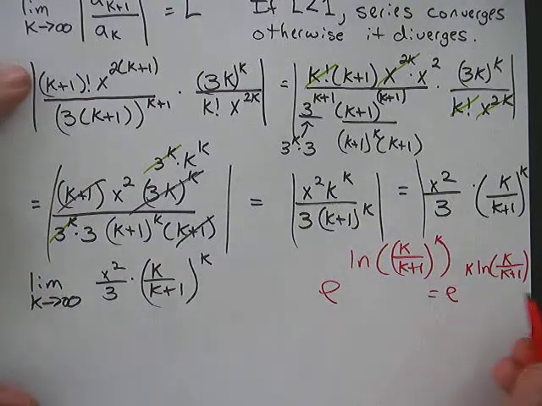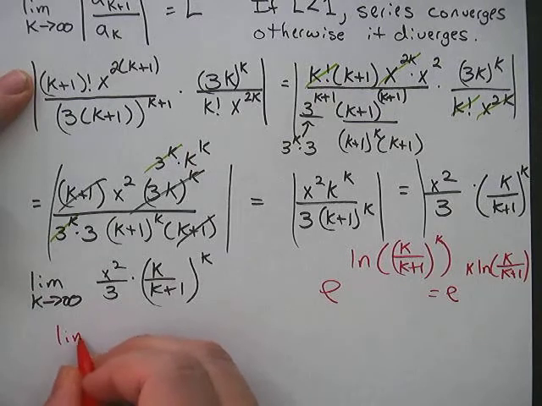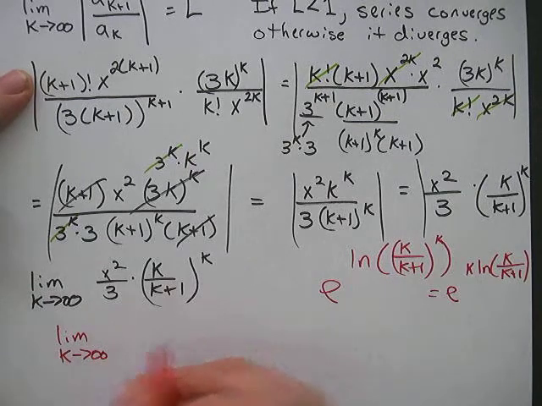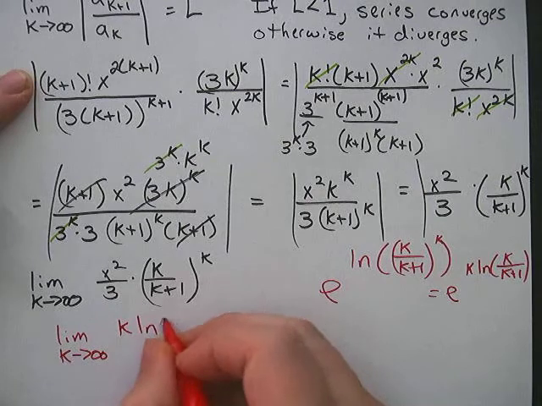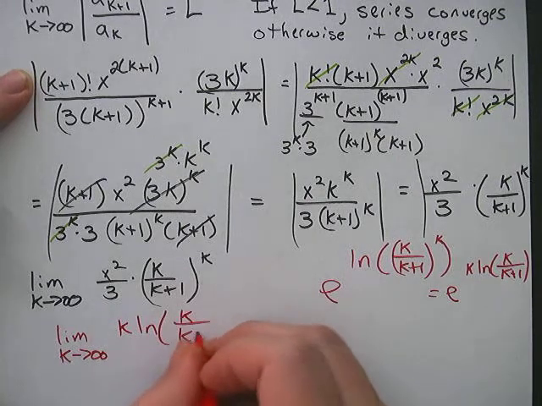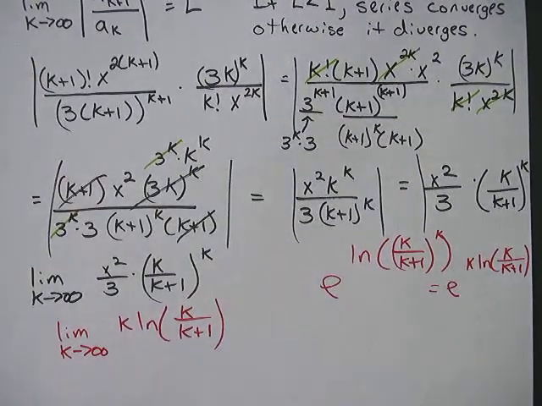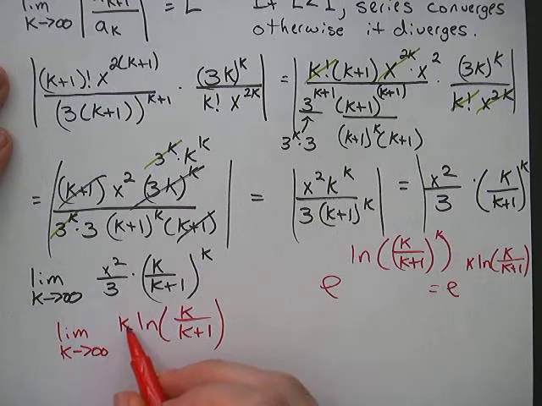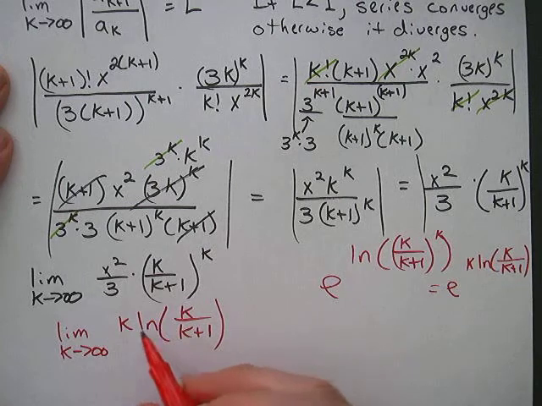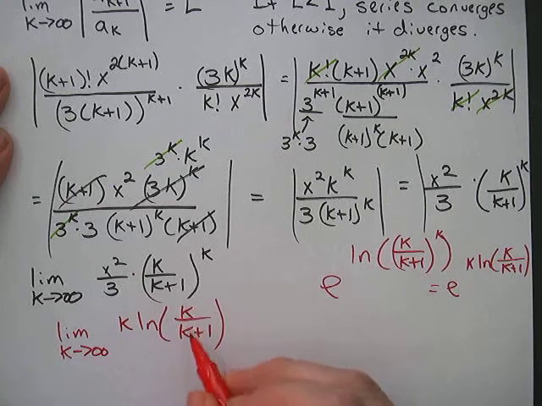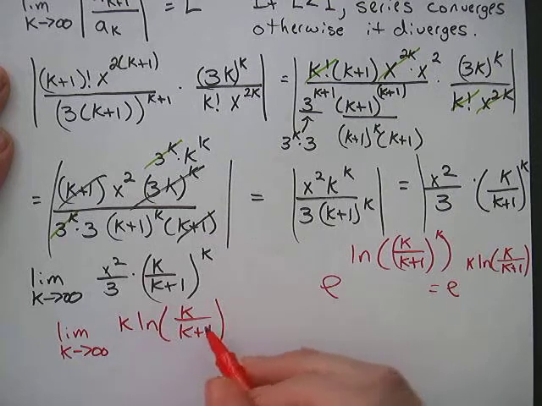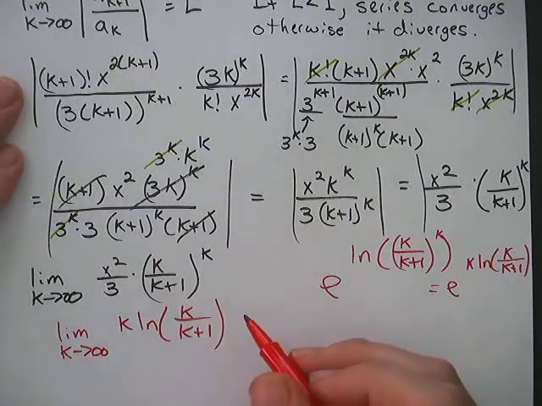Okay, now if we take the limit of this, let's just take a look at that exponent. The limit as k approaches infinity of k times ln of k over k plus 1. Why does that help us? Because that still looks complicated even though we've gotten rid of the exponent. Well, we can see what happens when I plug in infinity. The k value here is just going to go towards infinity. This one, the inside, will go towards 1. And what is ln of 1? Well, it's 0. So that's an indeterminate form, infinity times 0.